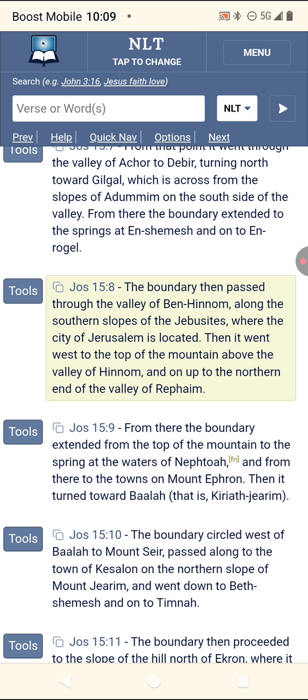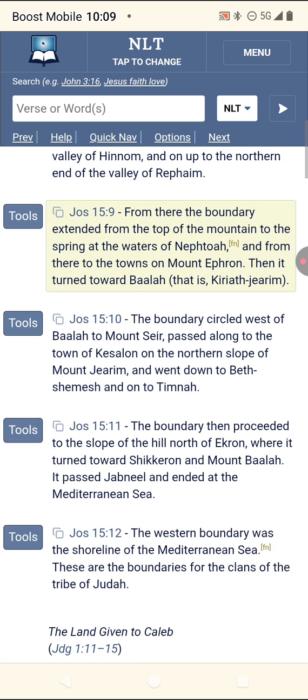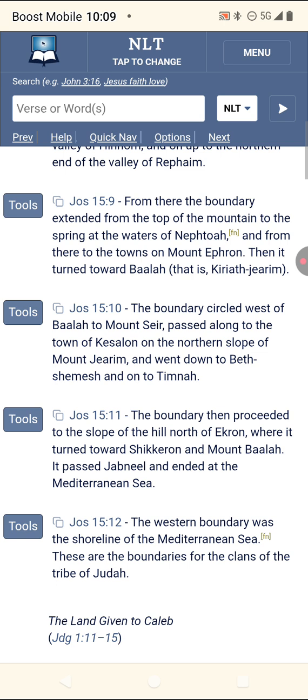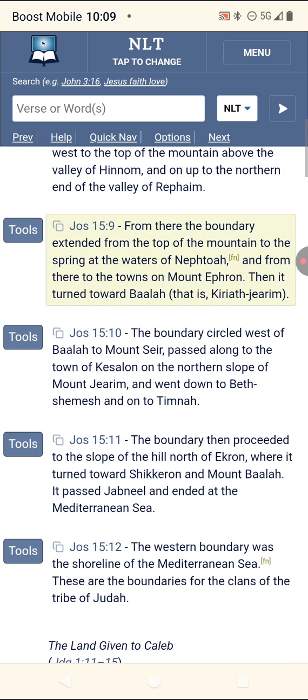So the boundary then passed through the valley of Ben Hinnom along the southern slopes of the Jebusites, where the city of Jerusalem is located. Then it went west to the top of the mountain above the valley of Hinnom and on up to the northern end of the valley of Rephaim. From there, the boundary extended from the top of the mountain to the spring at the waters of Nephtoah, and from there to the towns of Mount Ephraim. Okay, then it turned toward Baalah, that is Kiriath Jearim.